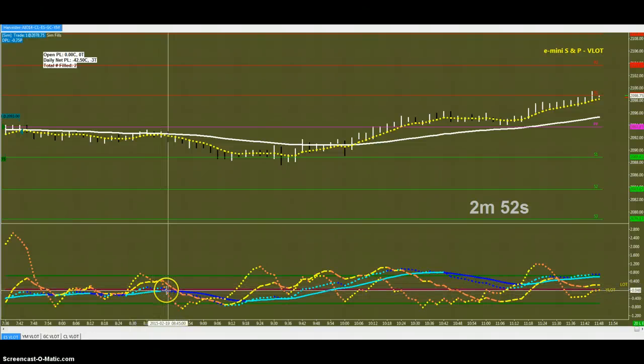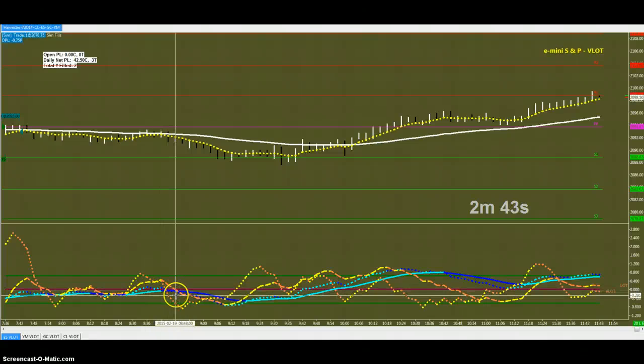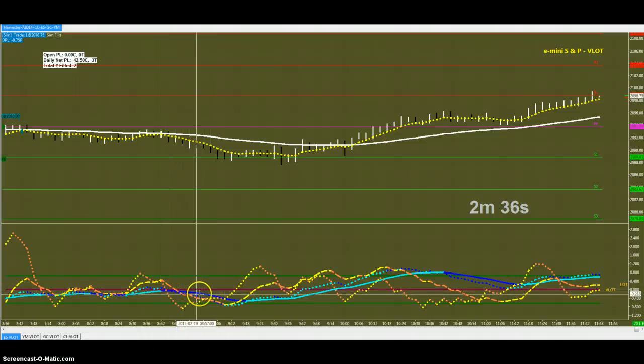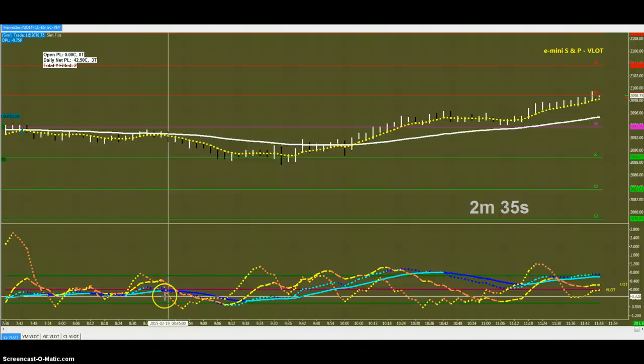And your MACD will also confirm it because it'll change color and begin heading down. Of course, the fast MACD, the dotted blue, will head down faster than the slow MACD, the solid blue line. But yeah, that's the place to get in for that short.